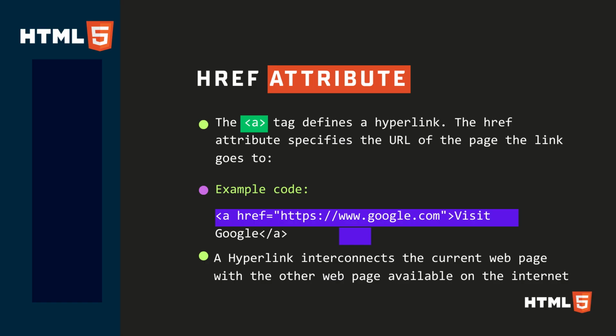The <a> tag defines a hyperlink. The href attribute specifies the URL of the page the link goes to. Example code: <a href="https://www.google.com">Visit Google</a>. A hyperlink interconnects the current web page with the other web pages available on the internet.